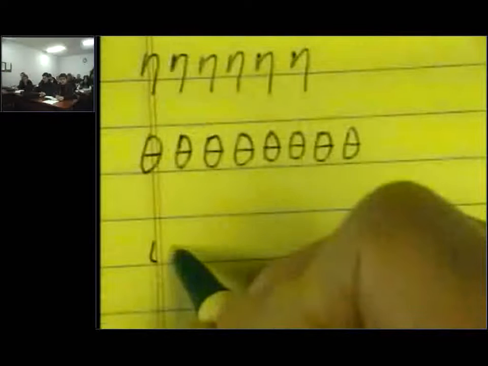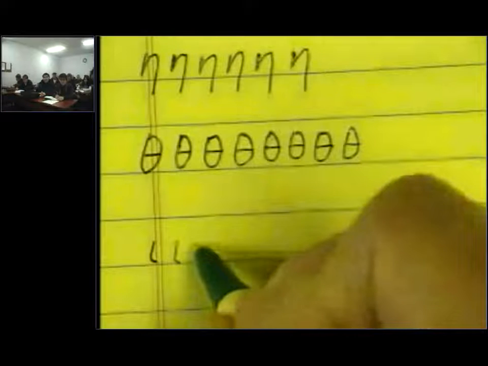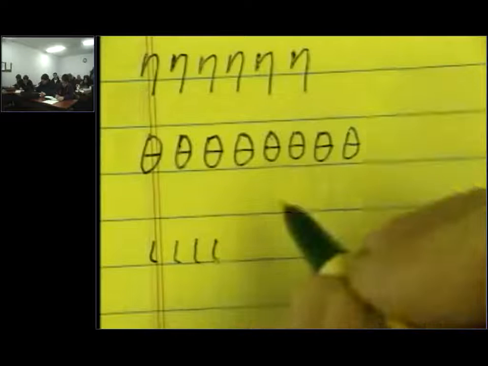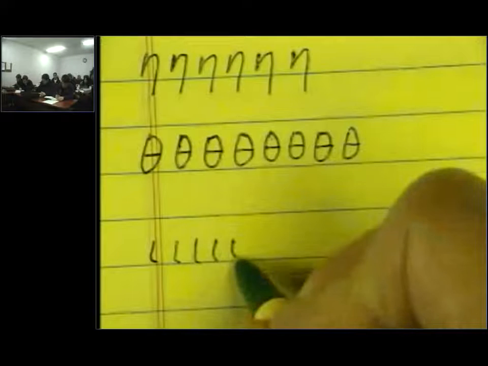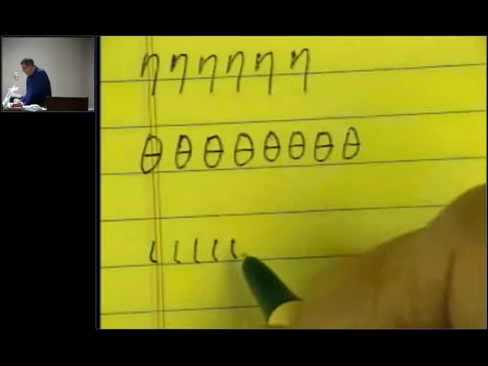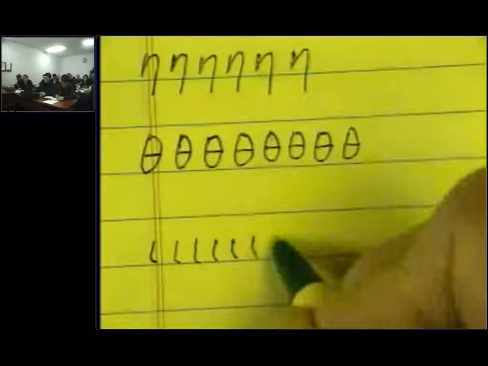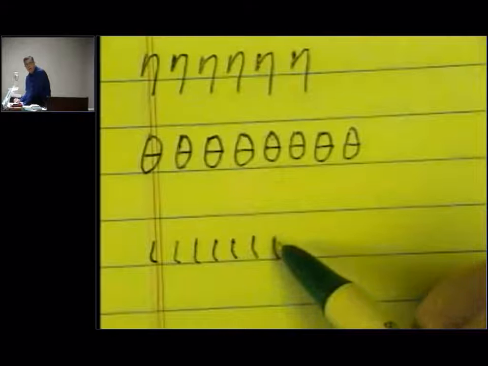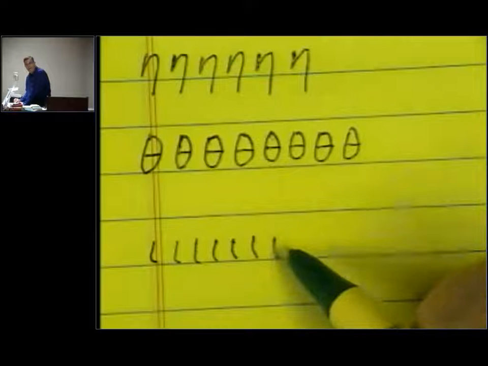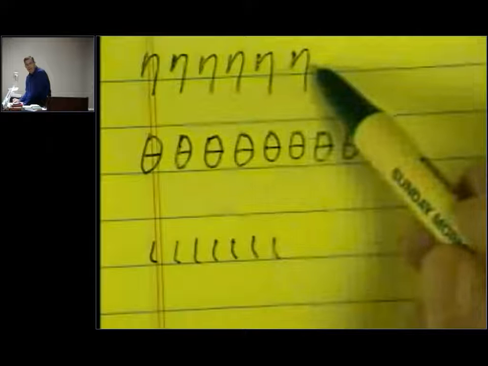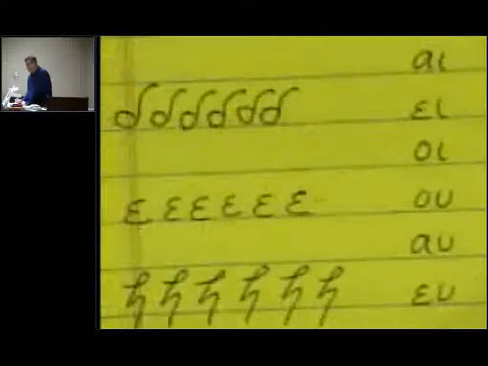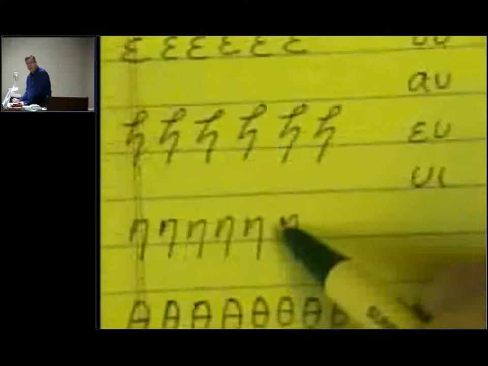Iota. Come down and make a little curve. Iota. I. Everybody repeat when I say I. E. E. A. A. E.